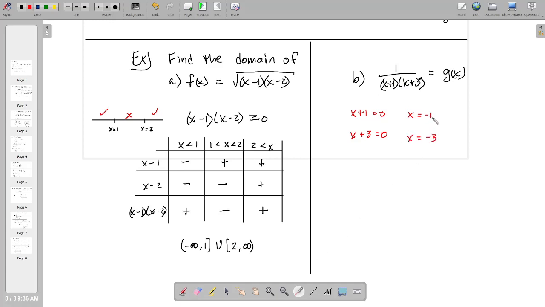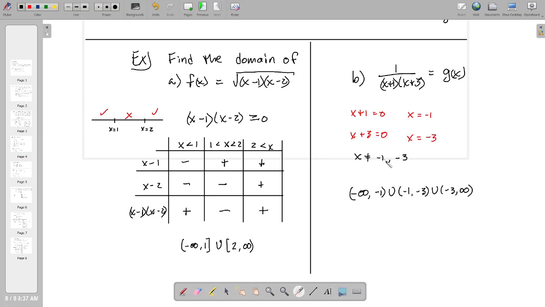So if x is equal to negative 1, and if x is equal to negative 3, then we get a 0 in the denominator, which we can't have. So our domain is x is not equal to negative 1 and not equal to negative 3. But if we wanted to write this in interval notation, it would look like this. Negative infinity to negative 1, union, negative 1 to negative 3, union, negative 3 to infinity.